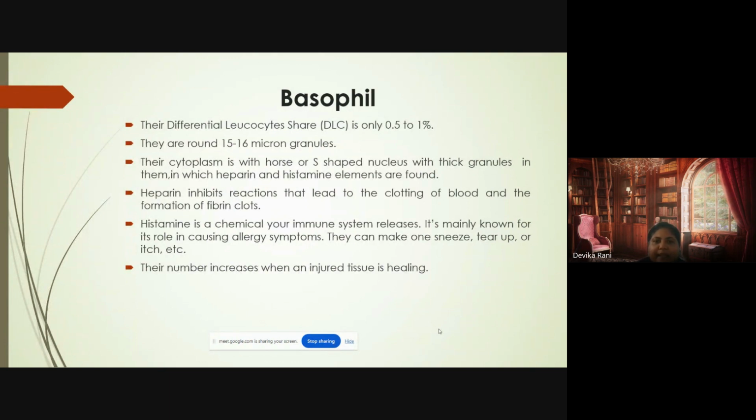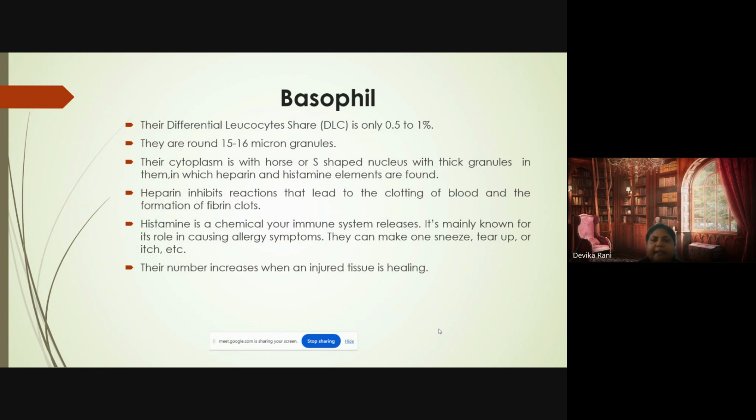And histamine is a chemical in your immune system. It is mainly released when the body feels that there is a foreign body which is not right for the body and has entered your system. So it starts causing allergy symptoms. For example, if sand enters your nose, you can start sneezing or you can tear up, or you can itch. All these things are a reaction which happens because histamine is released to stop the foreign body, which the body thinks is not good for you, from harming your body.